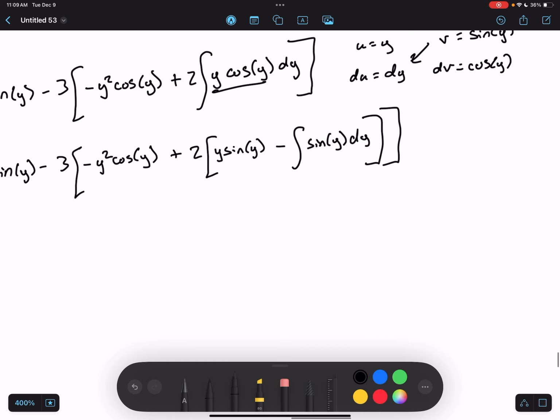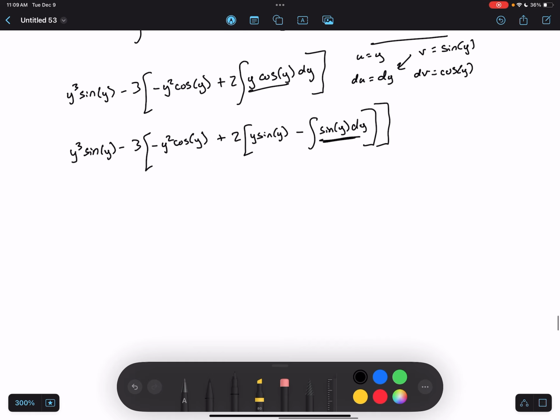And that is all the integration by parts problems done now. Now we've just got this one final integral to take care of, and then we can simplify and solve for the final answer. So we'll rewrite this, y cubed sine y minus 3 times minus y squared cosine y plus 2 times y sine y, and then the integral of sine obviously is negative cosine y, and it's a negative out front, so we're going to do a positive cosine y.